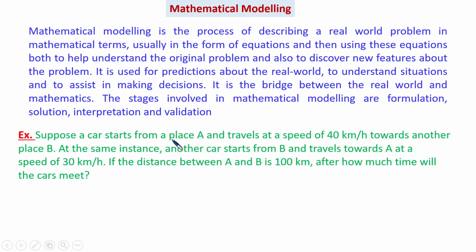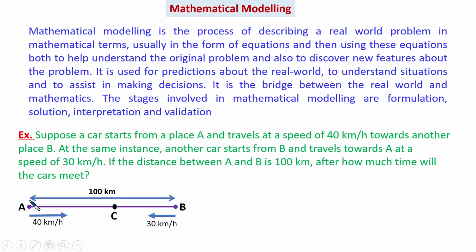Example: suppose a car starts from place A and travels at a speed of 40 kilometers per hour towards another point B. Say A is on the left hand side, it moves towards B at 40 kilometers per hour. At the same instant, another car starts from B, which is on the right hand side, and travels towards A, towards the left hand side, at a speed of 30 kilometers per hour. This is slower. If the distance between A and B is 100 kilometers, after how much time will the cars meet? So definitely the higher speed car will go a longer distance than the other.